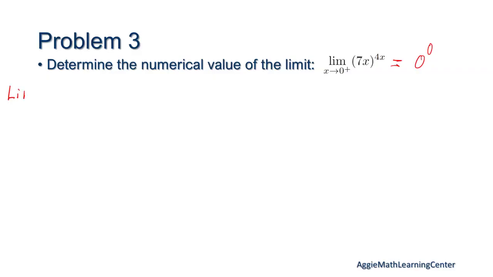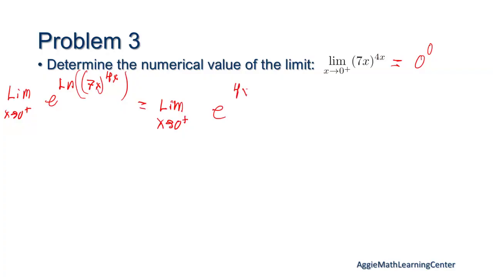So we need to change this limit as x approaches 0 from the right-hand side to e to the ln of 7x to the 4x, because that will keep our function the same even though it looks different. So now that we've done that, we can change this into the limit as x approaches 0 from the right of e to the, according to our log properties, if we have something to the power of something, we can pull that power out in front as if it was multiplied. So that's going to be 4x ln of 7x.